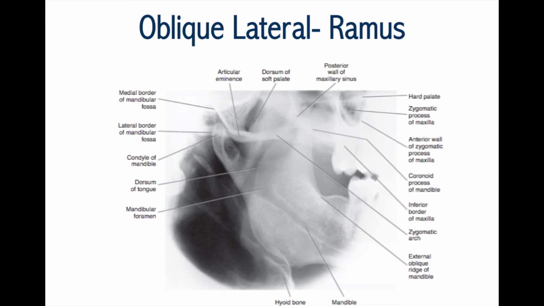Okay, so that was oblique lateral of the body. This is the oblique lateral of the ramus. As you can clearly see, we got the ramus of the mandible, we got the condyle, we got the coronoid, we got the mandibular canal. So this is oblique lateral ramus. It is similar to the oblique lateral body.